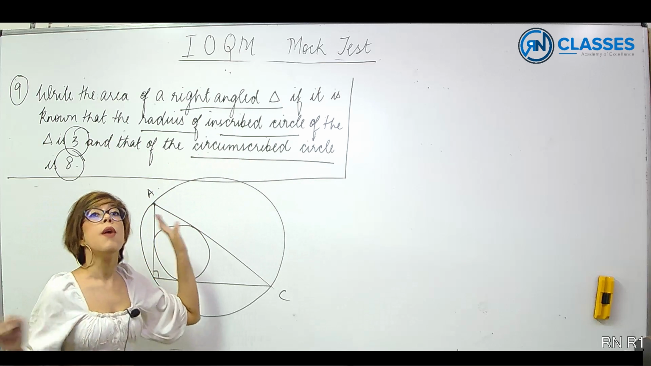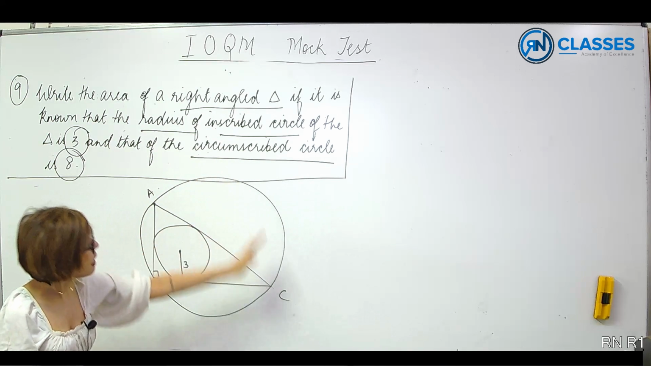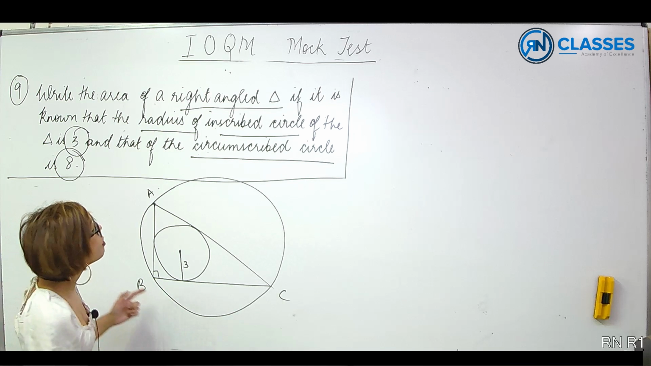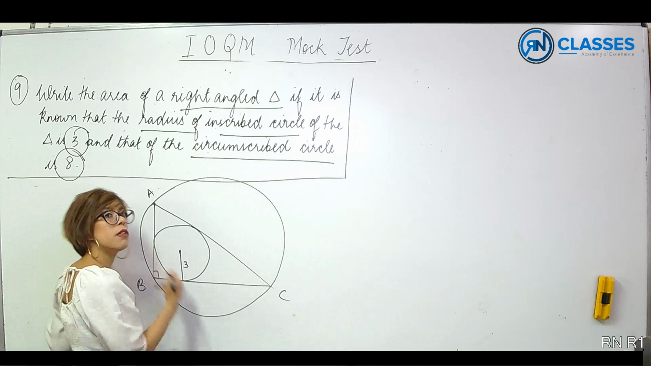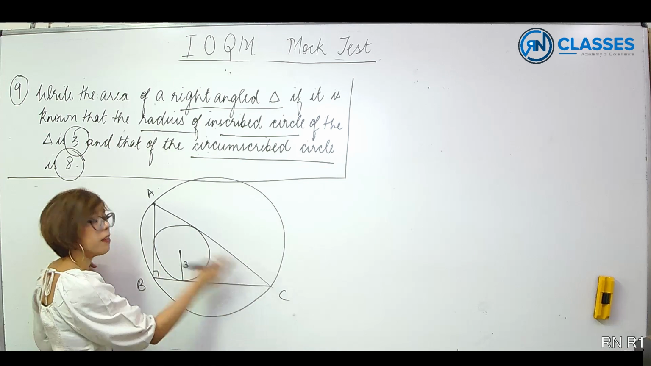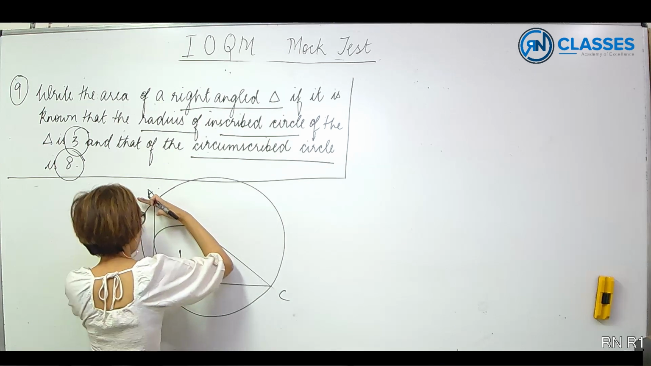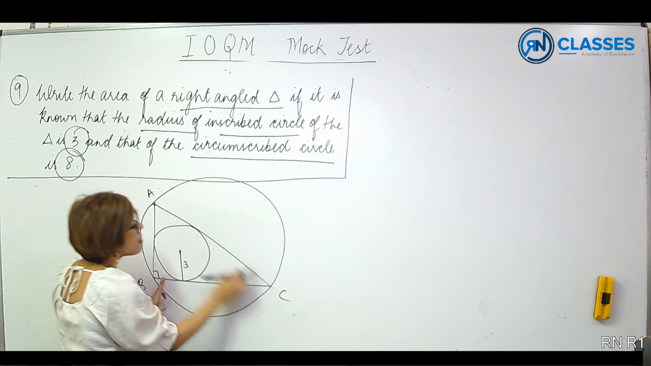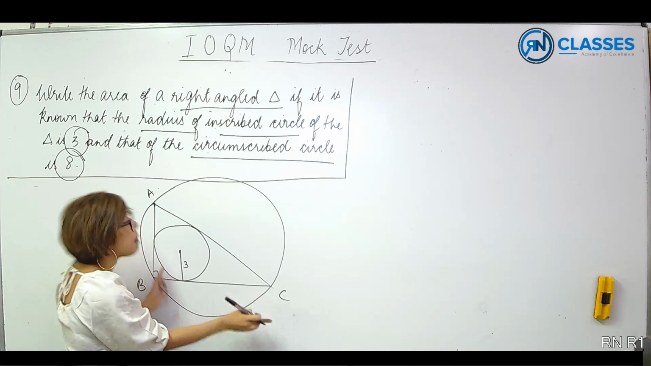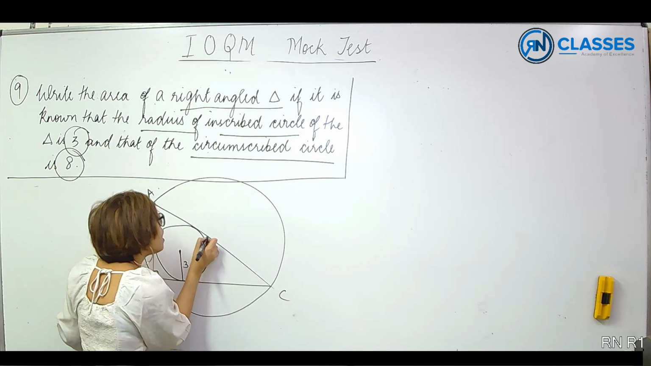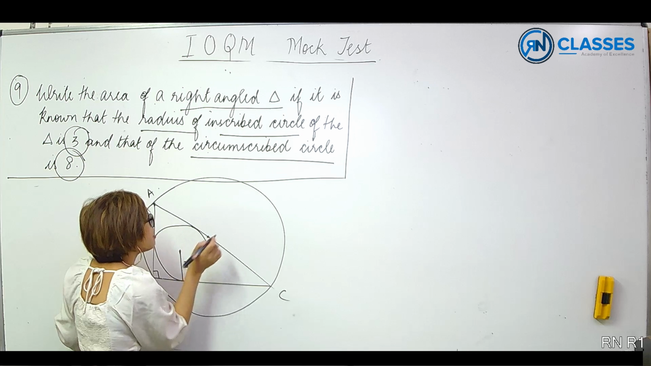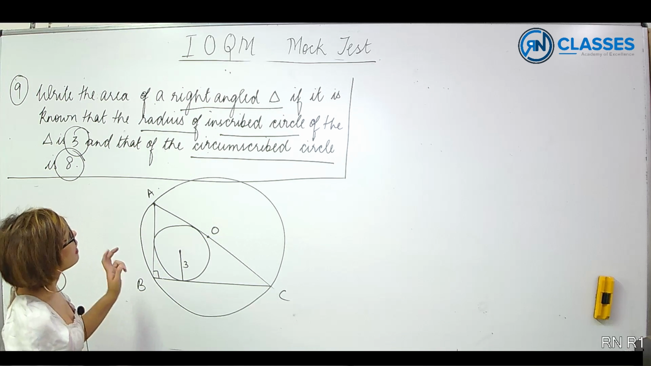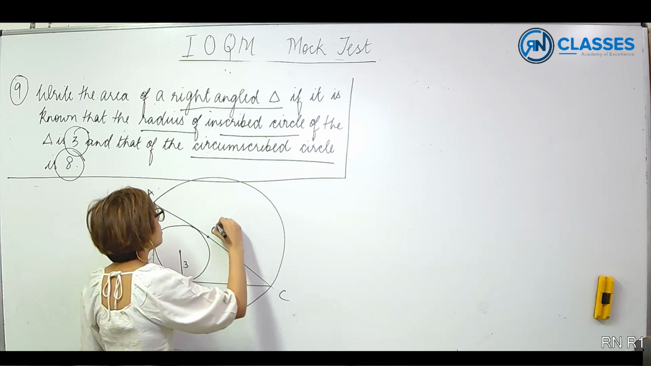So, radius of the what? The circumscribed one, that is 8. Mind it, radius. First of all, let me talk about the center of the circumscribed circle. Mind it, this is a right triangle, right? So that means this is a semicircle because the angle in a semicircle is 90 degrees. So AC is the diameter. That means the center of AC would be the center of the circle. Right? And he says radius, so that means this much is 8.